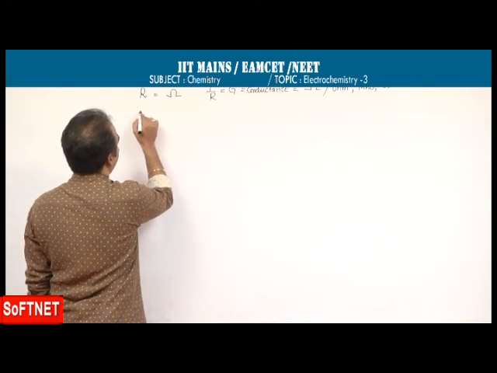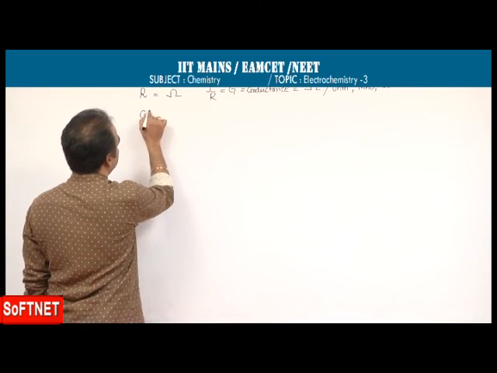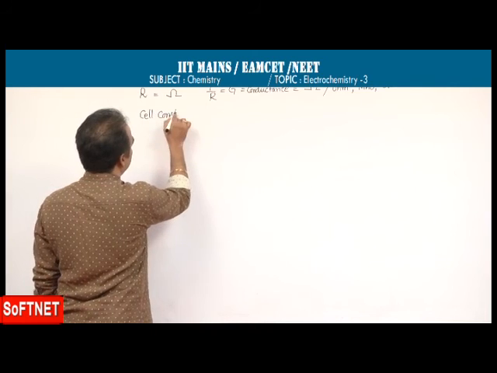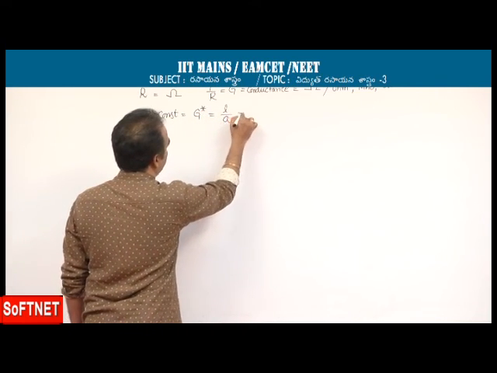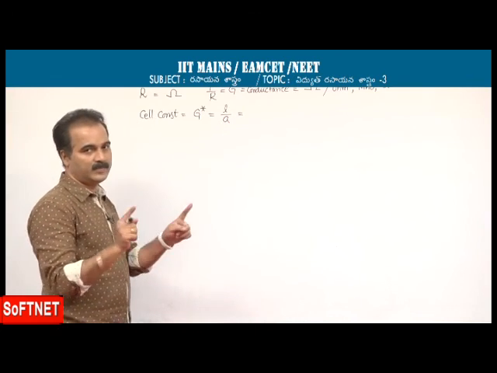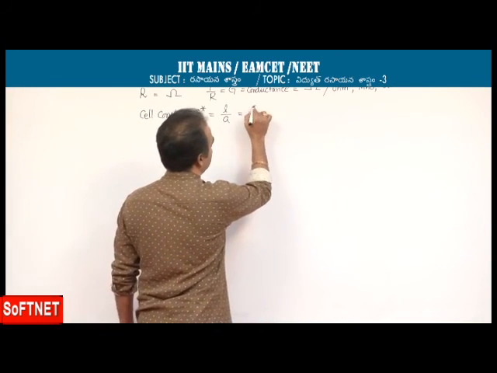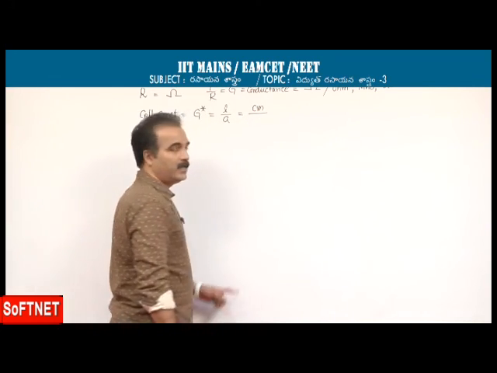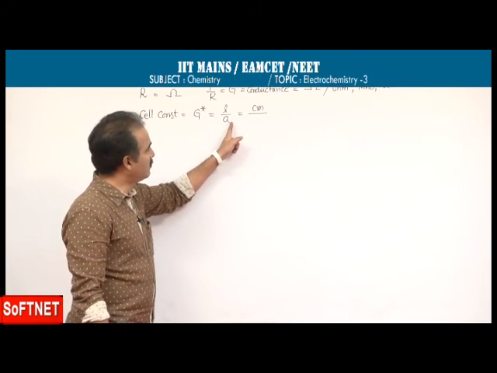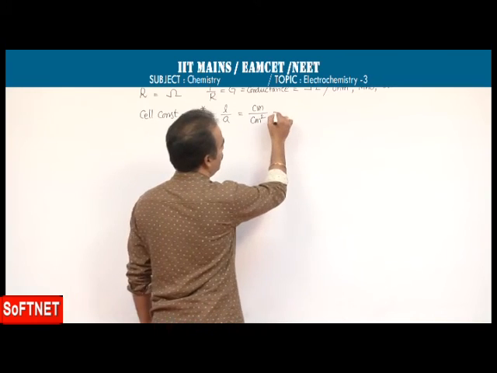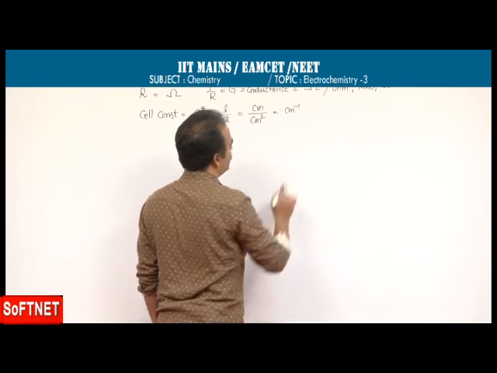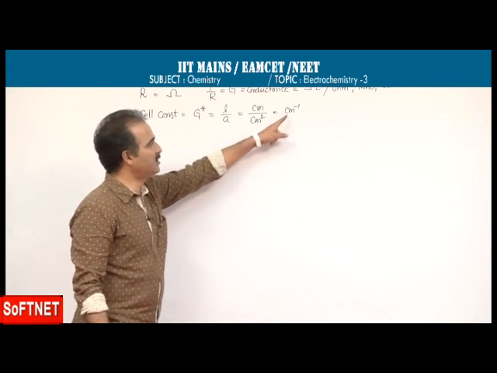And we have come across the cell constant. Cell constant is G star, which is nothing but L by A. What is L? The distance between the plates. We write it in centimeters, and A is the area of cross section of the electrode. We write it as cm square, that is centimeter square. Altogether, the unit of cell constant is per centimeter.